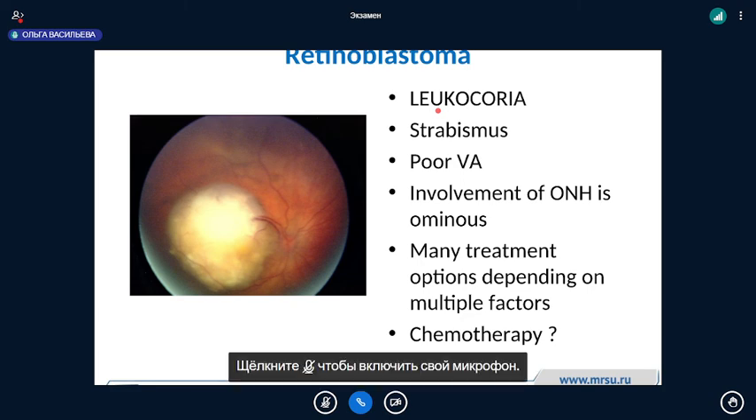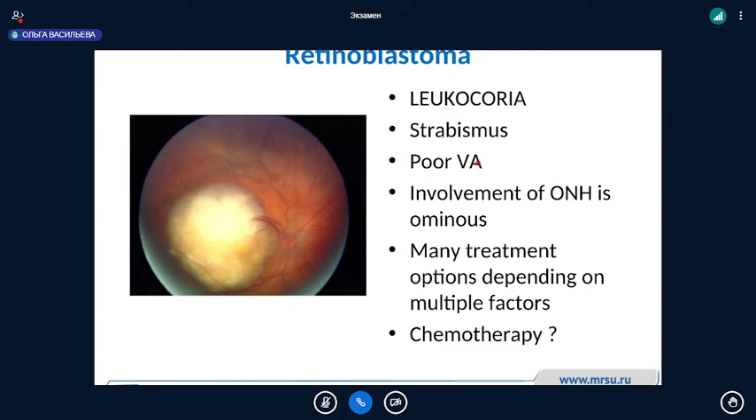If the retinoblastoma is big and takes the central part of the retina, this eye will have very poor visual acuity, and due to it, it will be an amblyopic eye and can cause strabismus. If the optic nerve is involved, it can be ominous. Many treatment options depending on multiple factors. It can be chemotherapy, but it's very rarely used due to individual specifics.